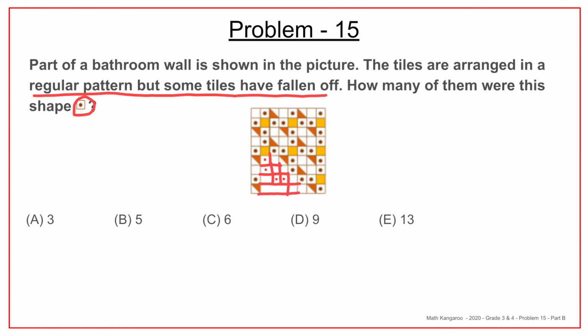Here we have again 4 fallen off, and that follows this pattern, so we have 1 in here and another one here, dot. If we follow this, then we have this one. Okay, so let's count 1, 2, 3, 4, 5, 6. So we have 6 of the tiles missing. So our answer is option C, 6.